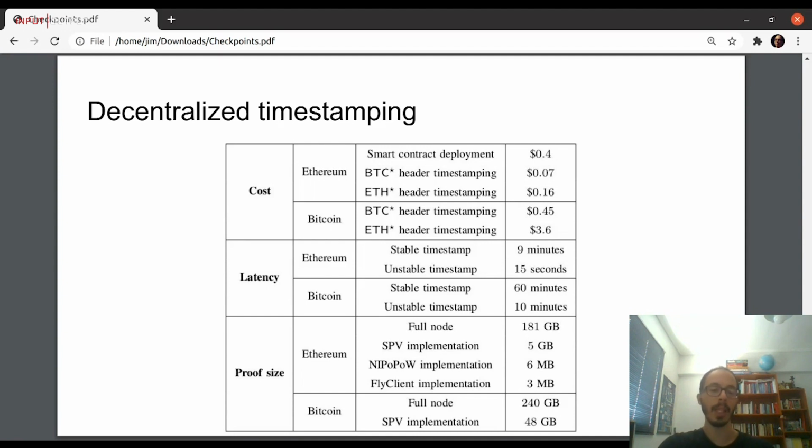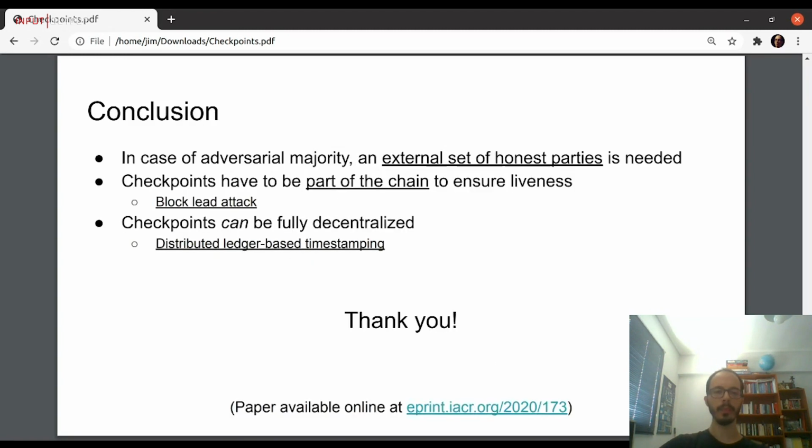Now, the reason that we have to wait is, first of all, because at least one block has to be created. So in Ethereum, for example, 15 seconds have to go by, in Bitcoin, 10 minutes. And if we want to be fairly sure that this block is not going to be reverted, then we have to wait, for example, 9 minutes in Ethereum or 16 minutes in Bitcoin. And also, if we want to verify a transaction, we have to verify the position of the transaction in the ledger. So we have either to get a full node, 180 gigs in Ethereum or more as it grows, or we have to use a light client like SPV or NIPoPoWs, etc.